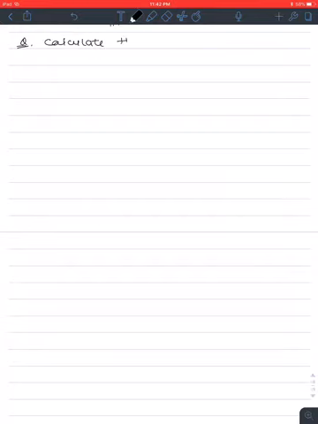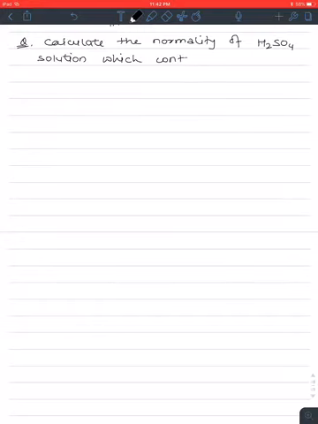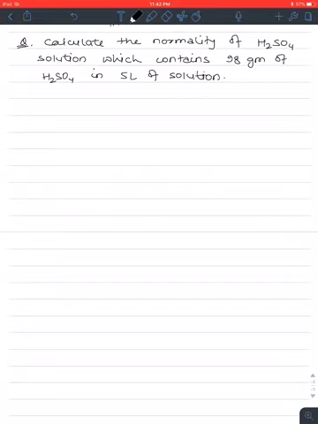Calculate the normality of H2SO4 solution which contains 98 gram of H2SO4 in 5 liter of solution.